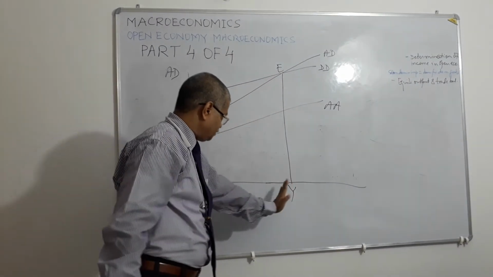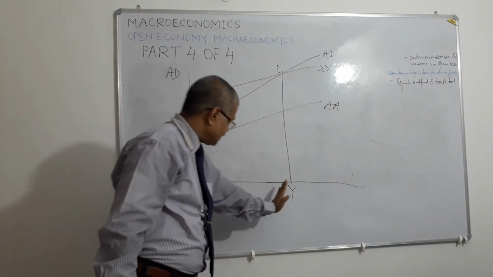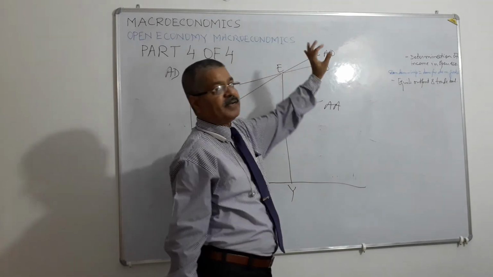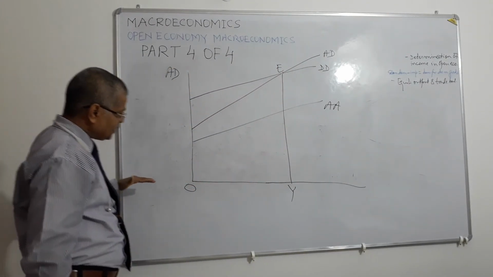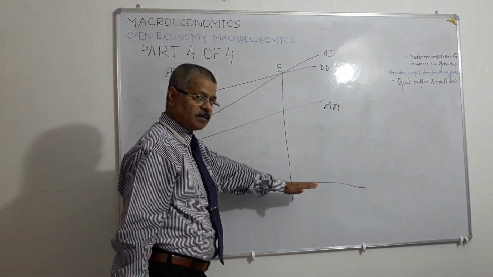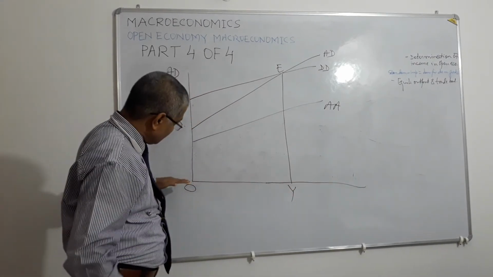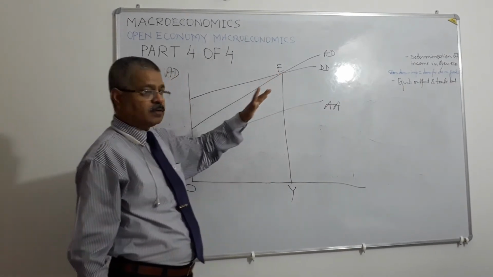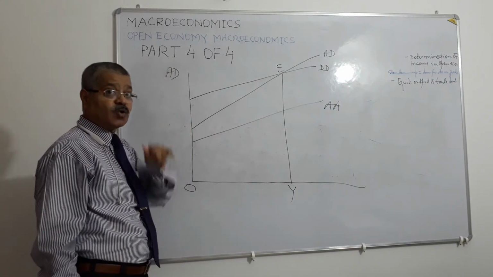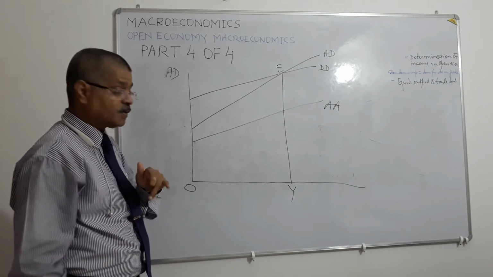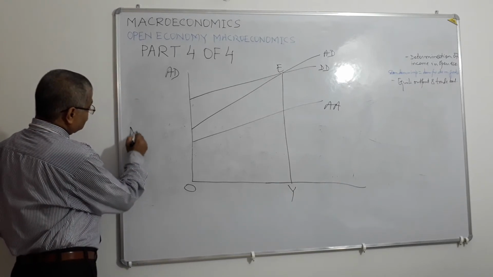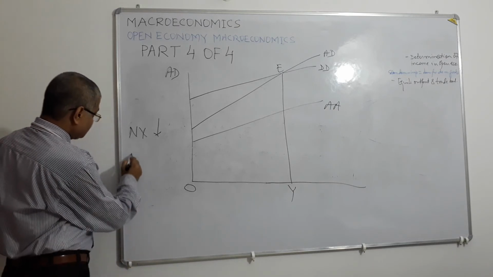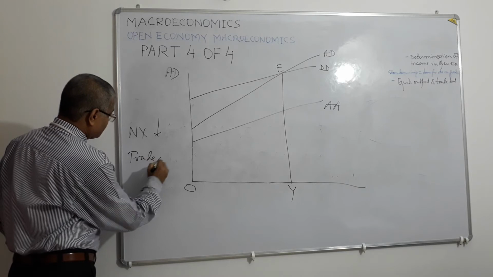Below Y level of income, there is a trade surplus. Beyond Y, there is trade deficit, because as income keeps on growing, listen carefully, as income keeps on growing, imports also keep on growing, with exports remaining constant. So what happens? Net exports keep on declining and we get trade deficit.